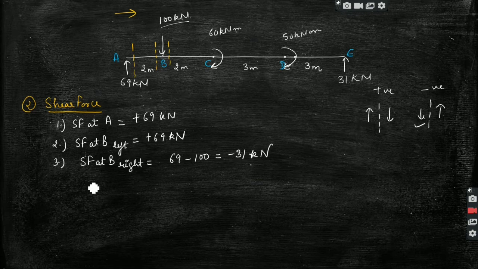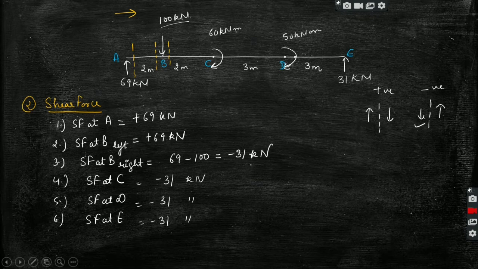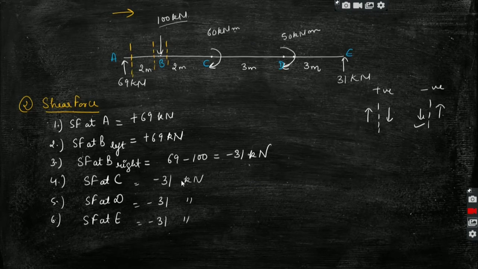Now shear force at C, shear force at D and shear force at E, all will be the same. Why? Because between B and E, there is no force acting, right? So this will be minus 31, minus 31, minus 31 kN each. Same values of shear force at B, C, D, E points. The reason is that from point B to E, there is no force acting, so there will be no change in shear force, right? So there is no effect of these two bending moments on the calculation of shear forces. Now we will calculate the bending moments.